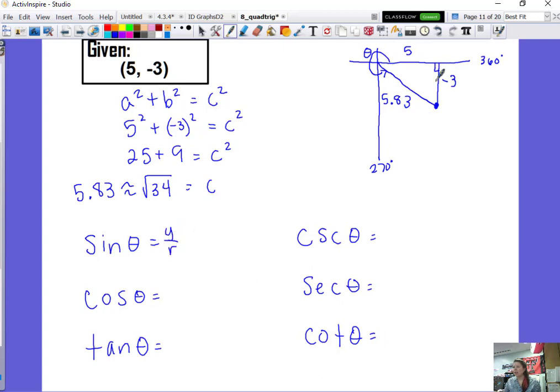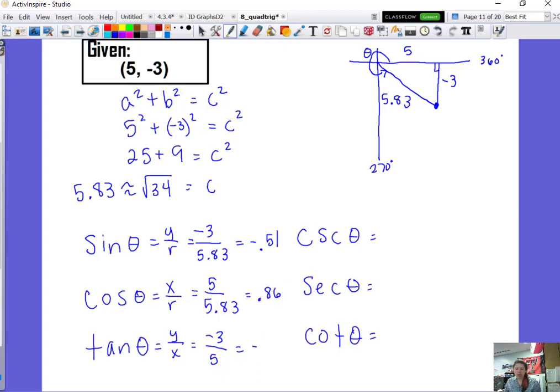Sine, we said earlier, was y over r. My y value is negative 3, and my r value is 5.83. Cosine is x over r, so this is 5 over 5.83. Tangent is y over x, and that would be negative 3 over 5. We can also figure out the decimal value for each one of these by dividing in the calculator, which you can do on your own: negative 0.51, 0.86, negative 0.6.